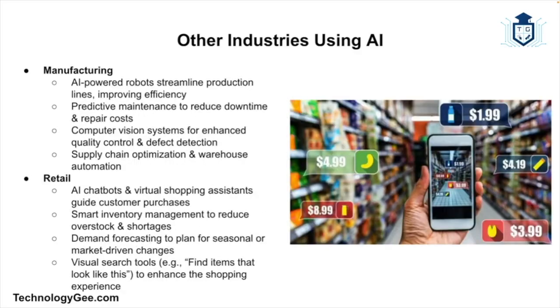You'll definitely find it being used in manufacturing with AI-powered robots on factory floors, predictive maintenance for equipment, and quality control through computer vision. It's also in retail, where you have AI chatbots and virtual assistants that can help you shop, inventory management and demand forecasting, and visual search, where you can say something like, show me shoes that look like this, and the image will pop up showing you shoes that look like that.